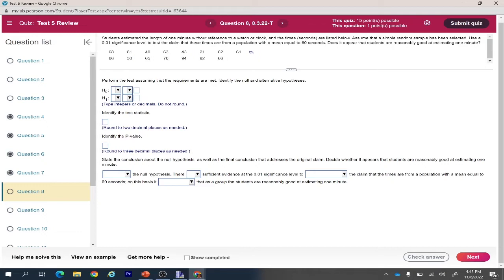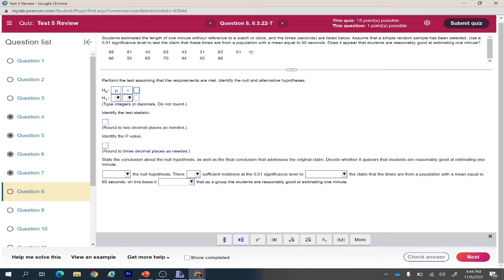Question number 8. Students estimated the length of 1 minute without reference to a watch or clock, and the times in seconds are listed below. This is the data. Assume that a simple random sample has been selected, so it's already given. Use a 0.01 significance level to test the claim that these times are from a population with the mean equal to 60. So the null hypothesis is mean equal to 60 seconds, and then the alternative is mu is not equal to 60. Does it appear the students are reasonably good? Okay, not equal to 60.